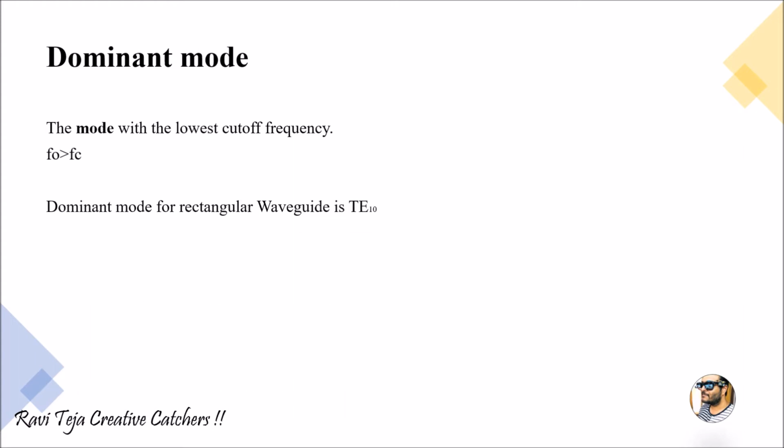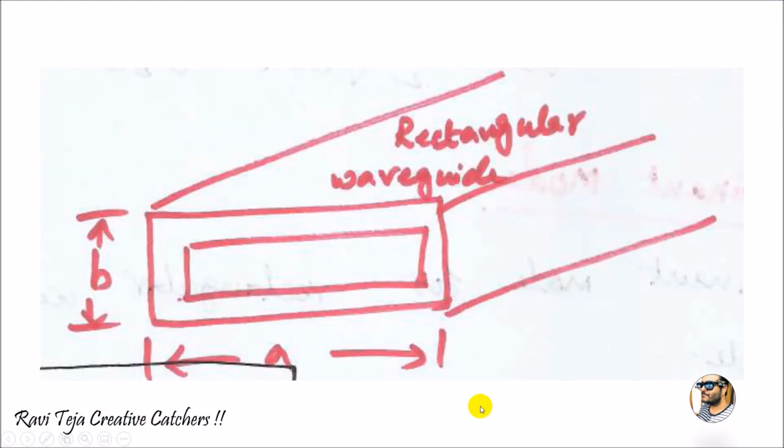So the dominant mode of a rectangular waveguide is taken as TE10. Consider a rectangular waveguide in a dominant mode. Dominant mode means the operating frequency going through this rectangular waveguide is greater than the cutoff frequency right now. Let us assume the inner walls of this rectangular waveguide are pure conductor. So what happens when the signal is traveling through the rectangular waveguide?